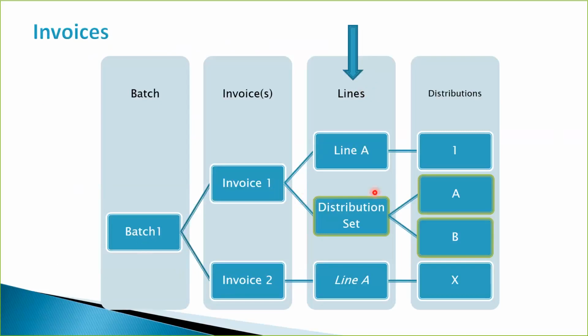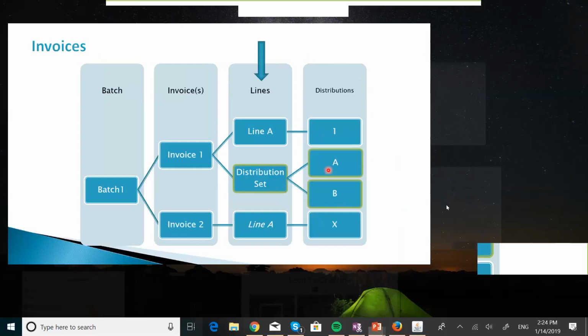At the line level, we are going to pick one line, and we're going to use distribution set, which is going to explode the amounts. If it's the full distribution set, it's going to have the accounts and the amounts according to the percentages we defined. If it's a skeleton, it's going to explode the line into different distributions, but we'll have to enter the amounts manually. So let's go and see that in action.